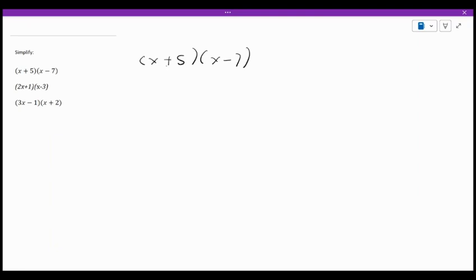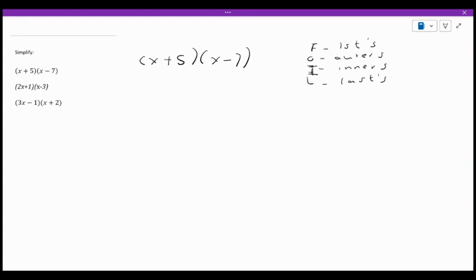We can't add what's on the inside because here we have a variable and here we have a constant, and we can't add these two. Before we do that, we should familiarize ourselves with a well-known method, which is called the FOIL method. The F stands for firsts, O stands for outers, I for inners, L for lasts.